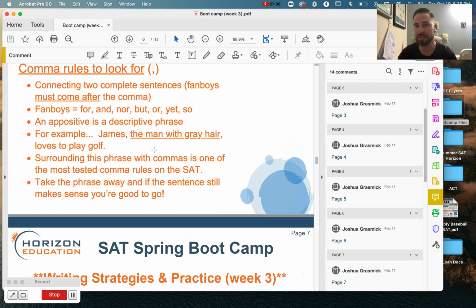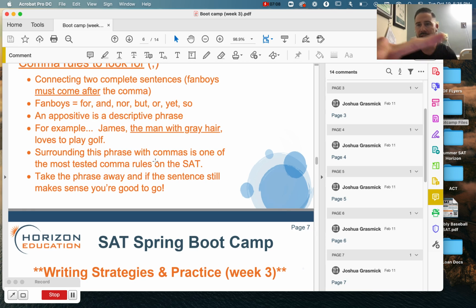So you see what it says, James, the man with gray hair, loves to play golf. The way you would check this and see if it's correct is you would literally take your finger and cover the man with the gray hair, the part that's in between the double commas. And if the sentence reads correctly, you know it's correct. So in this case, it would say James loves to play golf. So remember, the fanboys come after the comma, and if you see a double comma, just cover it and see if the sentence reads correctly without it, and if it does, you're good.